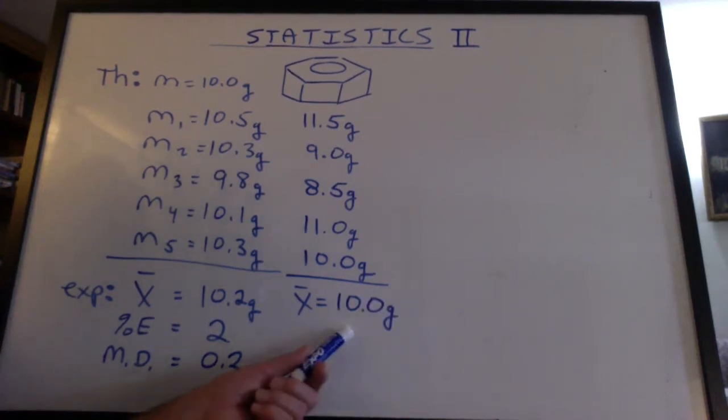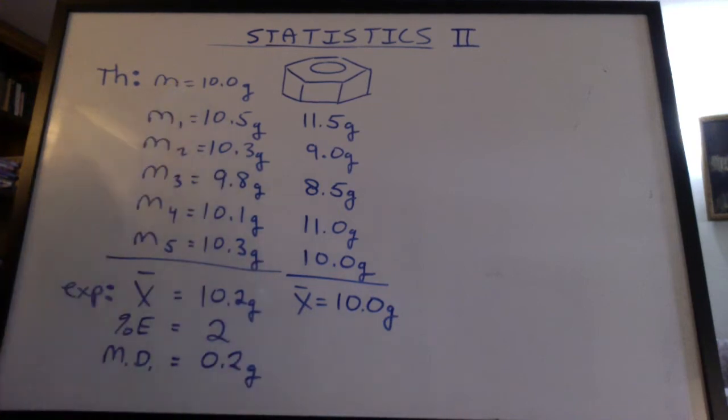We get 10 grams. Compare that to what the target is. Your percent error is 0. Does that mean this assembly line did a good job? I think we better look at the mean deviation.